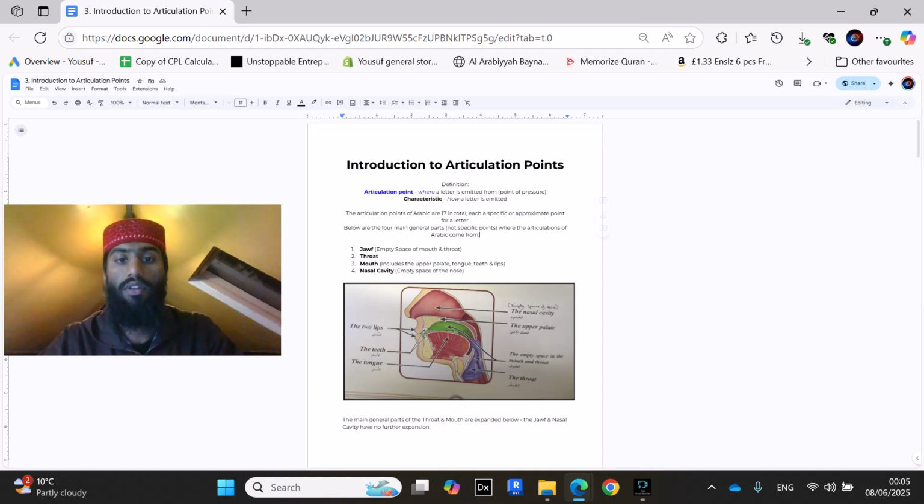Now generally there are four general parts for where articulations come from. There's the jawf, the empty space of the mouth and throat. We have the throat itself, not just empty space but the parts of the throat. We have the mouth, which includes the upper palate, tongue, teeth and lips. And the nasal cavity, which is the empty space of the nose, as you can see here in this picture and diagram. The nasal cavity is there, the empty space of the mouth and throat is there, and the tongue, teeth, lips, and upper palate are there. We're going to expand this now.